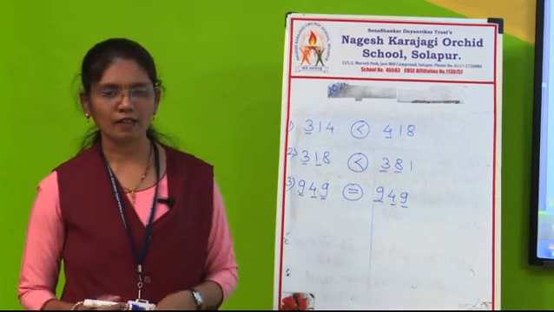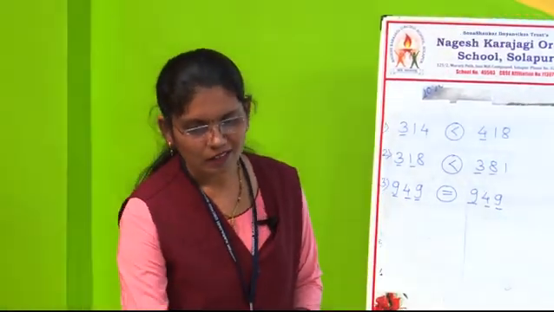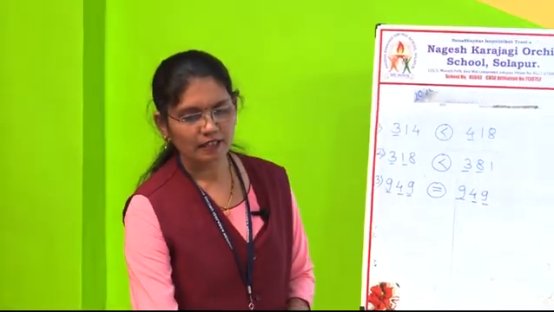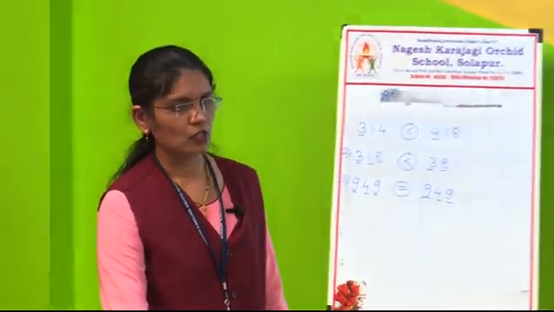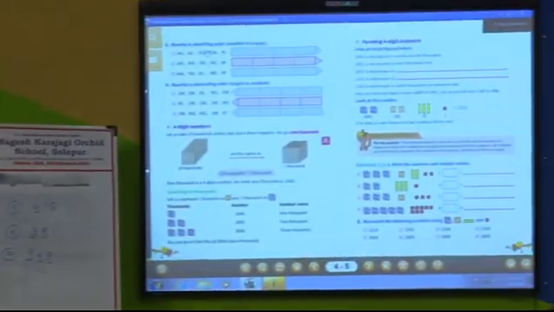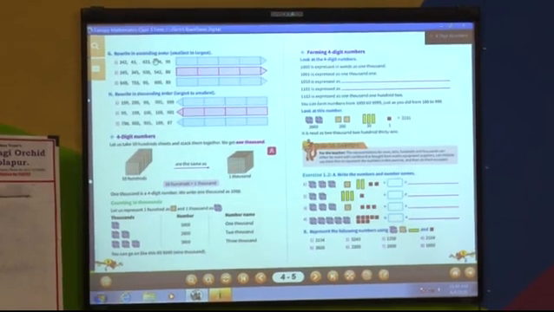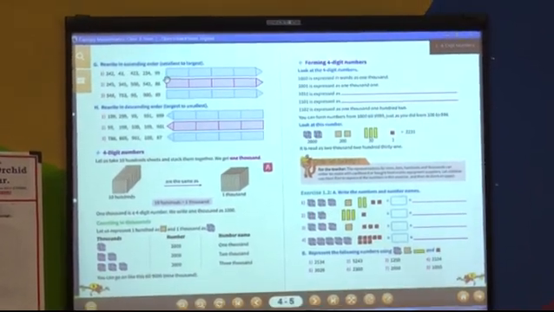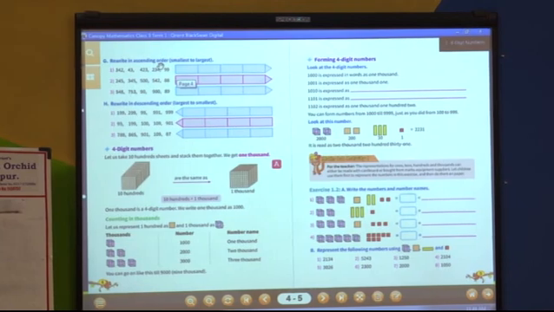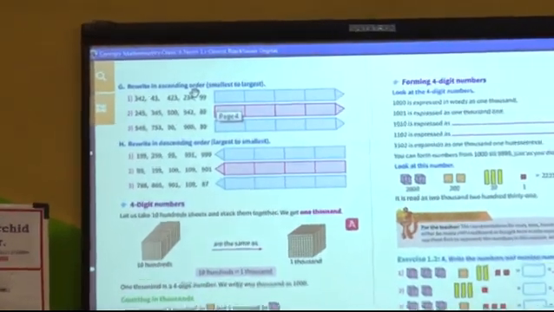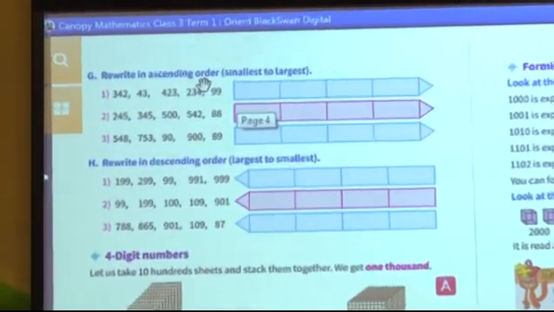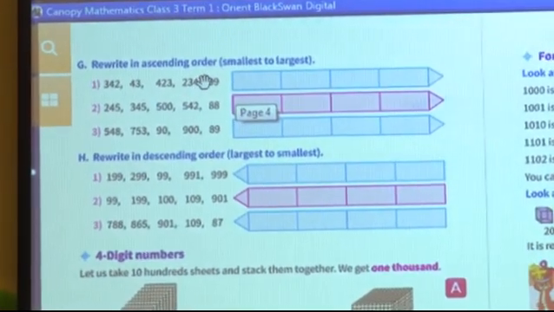Understood? Okay, very good. Now these remaining 2 more examples you have to solve in your notebook. Okay, we'll go to the next question. Now see the question G, rewrite in ascending order. Now what is meant by ascending order? Ascending order means we have to arrange the given numbers from smallest to greatest or smallest to largest.